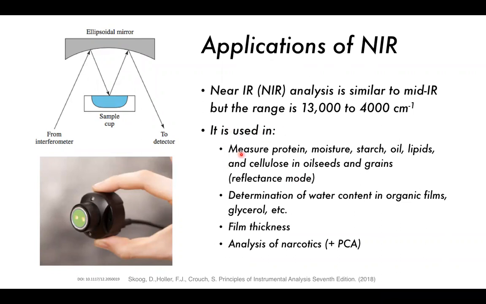It is used to measure protein, moisture, starch, oils, lipids, and cellulose in oil seeds and grains. So this is in reflectance mode like this. So this is reflectance mode setup. What we can do is measure the quality of grain very quickly, and that can help to classify it, and therefore make sure that we have class A, class B, class C, and so on, different oils. And so those can be properly sold at market.